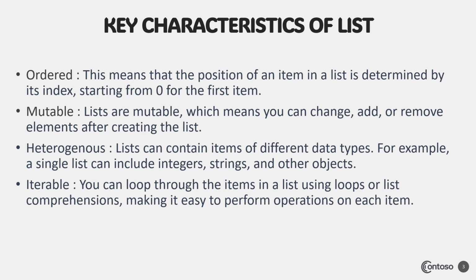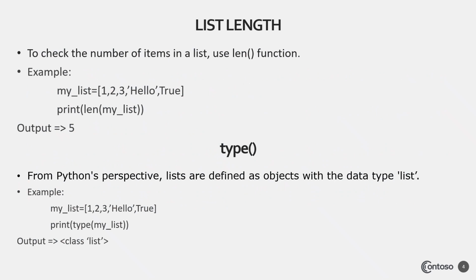Then the key characteristics of list include iterable. You can loop through the items in a list using loops or list comprehensions, making it easy to perform operations on each item. We could even search for an element inside the list using the iterable characteristic. To check the number of items in a list, we use the length function. In the given example, when we print the length of my_list, we get the output as 5 because there are 5 elements in the list.